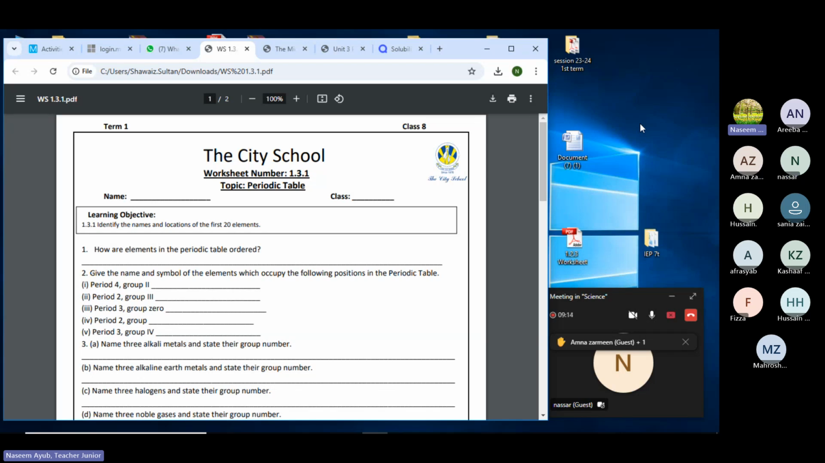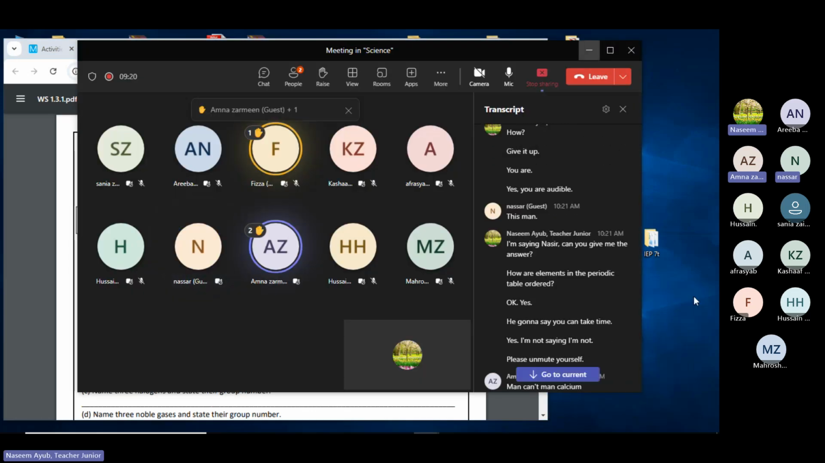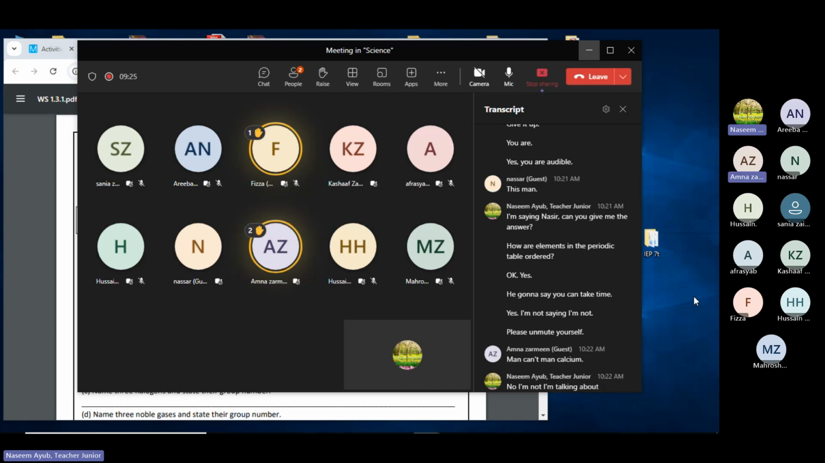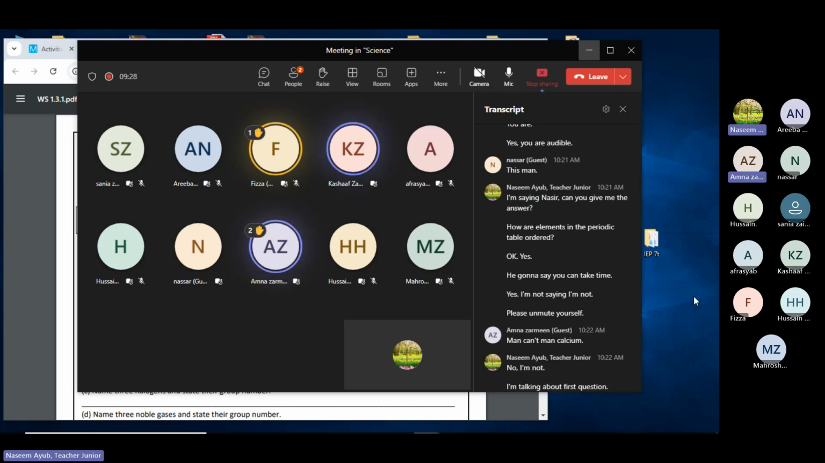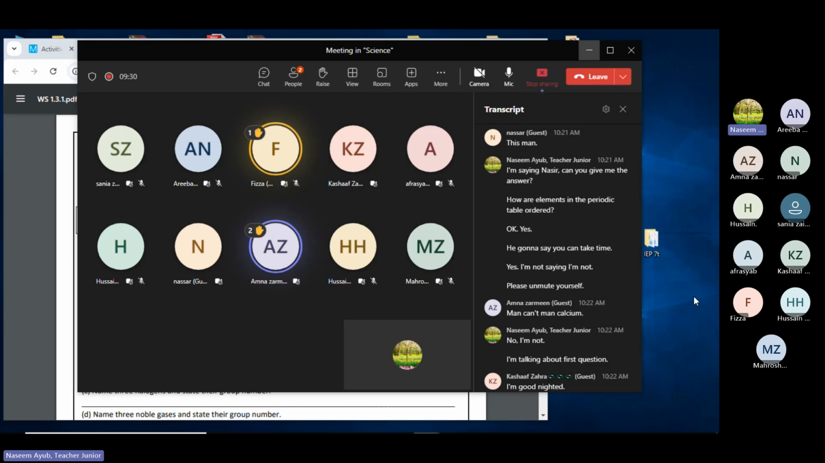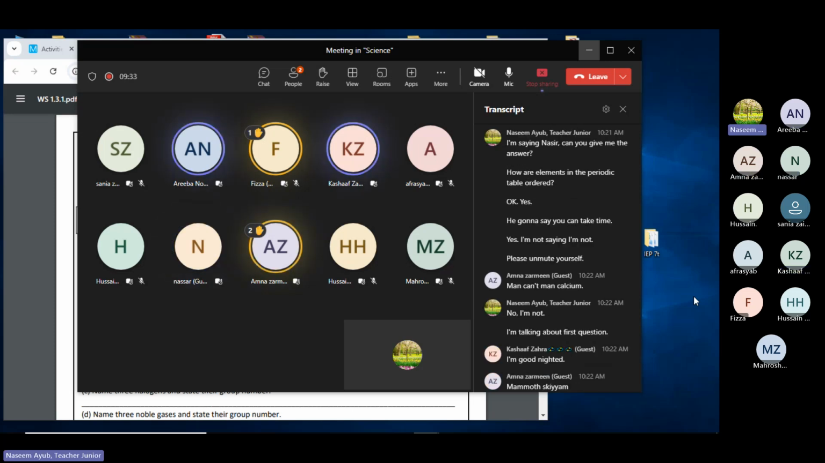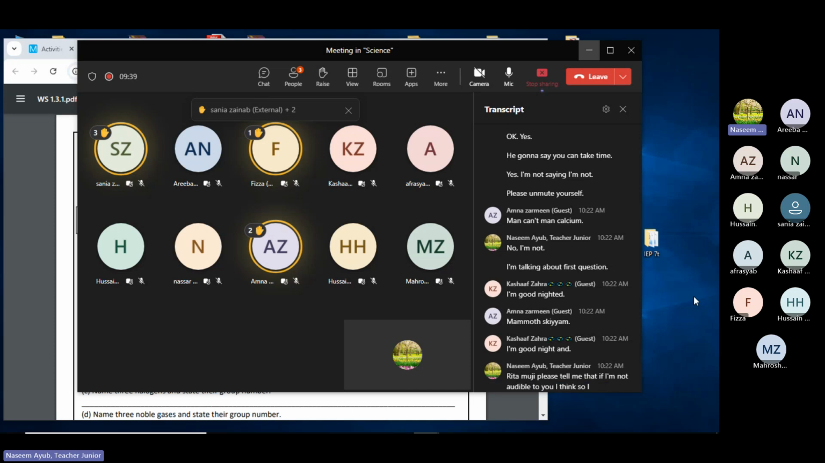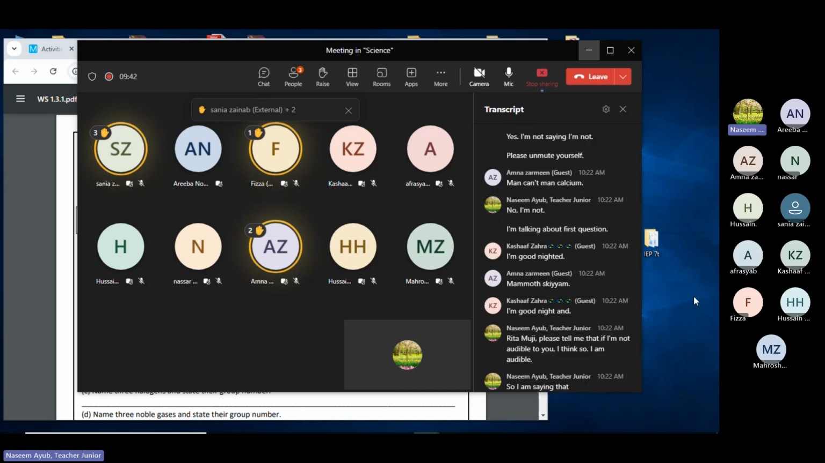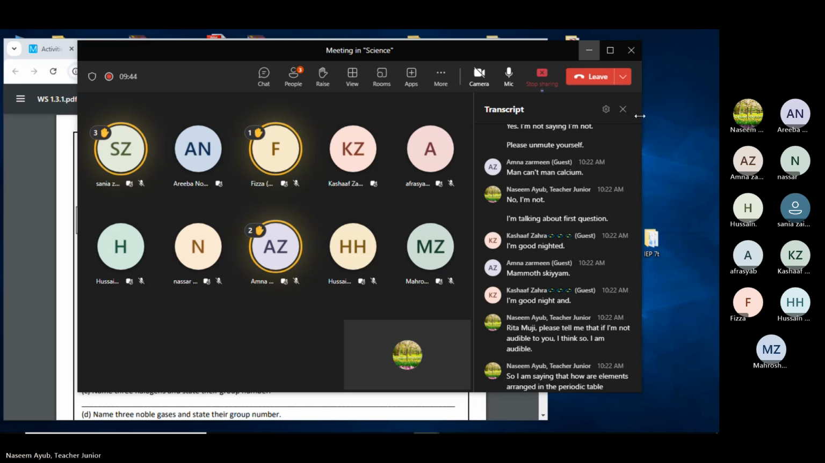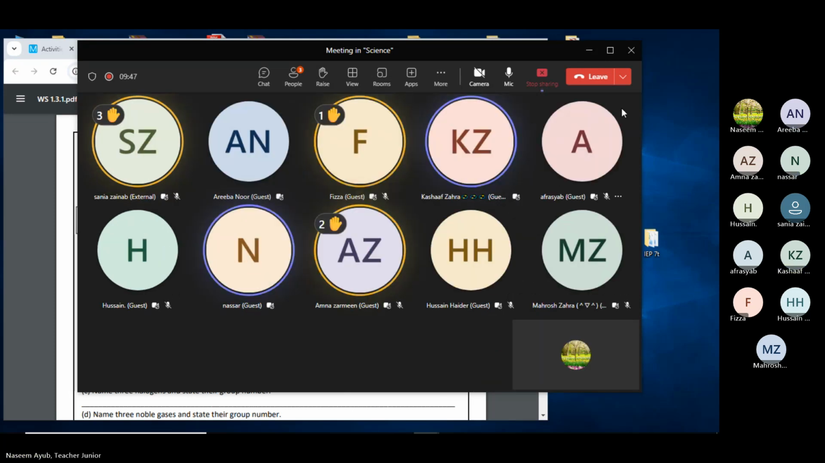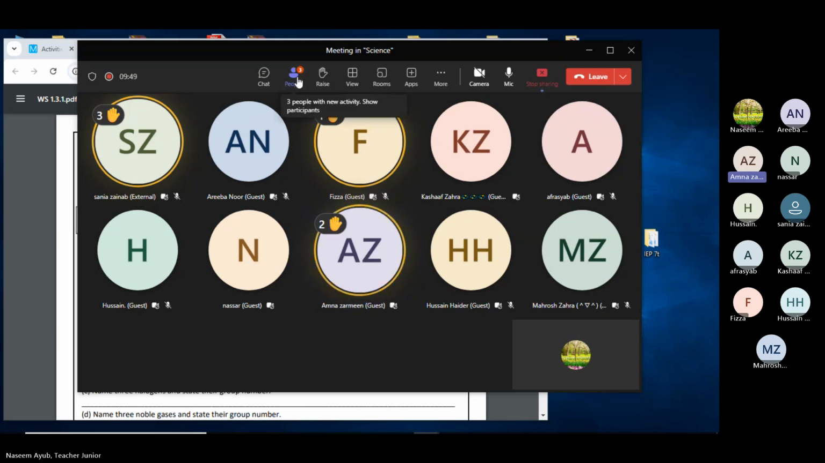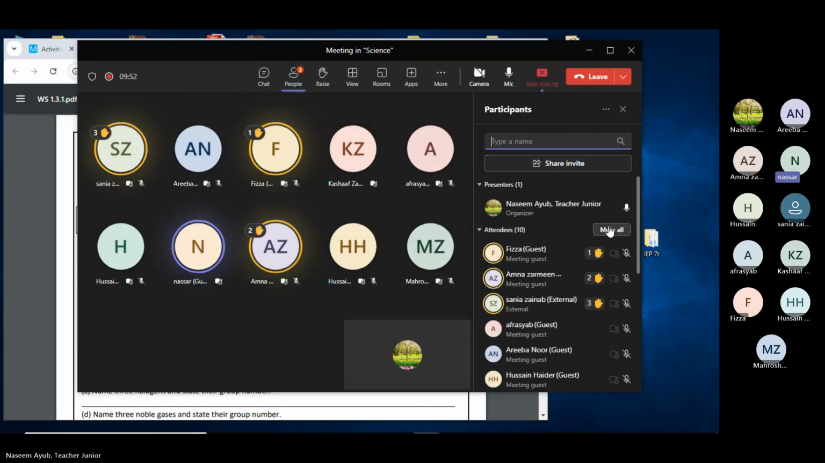Yes, Amna Zarmeen. Amna, please unmute yourself. No, Amna, I'm talking about the first question, beta. Please tell me if I'm not audible to you; I think I am audible. So I am saying, how are elements arranged in the periodic table?